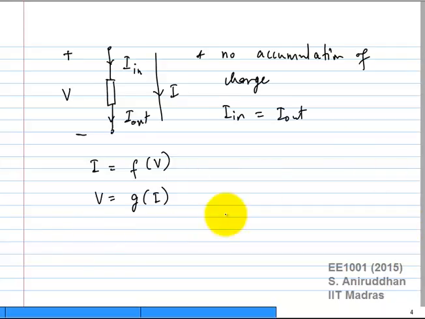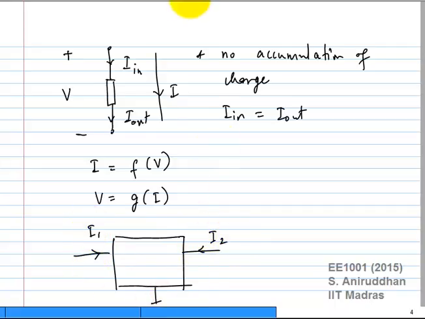What if I have a three-terminal element? Let us say I have a current I1, a current I2, and a current I3 in the directions shown. What can you tell me about these currents? You know charge is conserved. You know there is going to be no accumulation of charge inside this three-terminal element. So what does that mean for us? I3 should be equal to I1 plus I2.